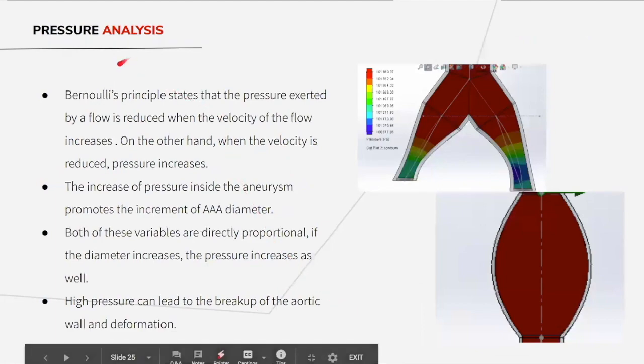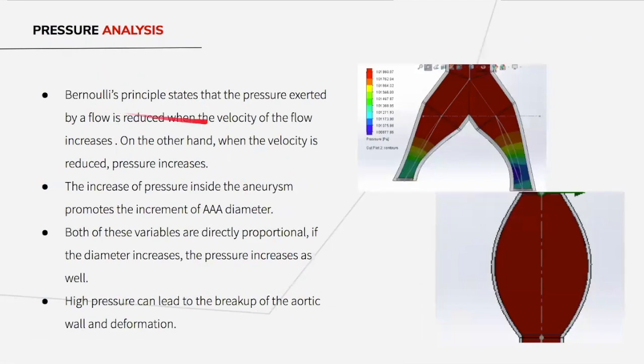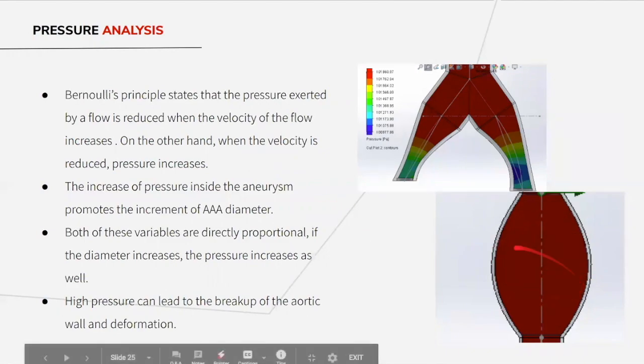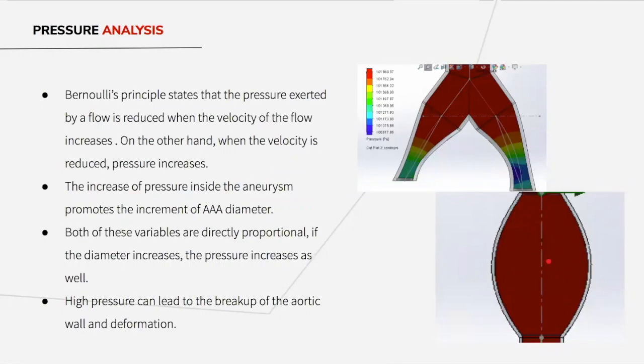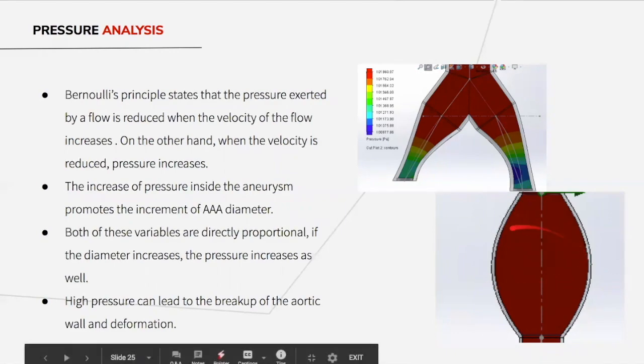Then, in the pressure analysis, Bernoulli's principle states that the pressure exerted by a flow is reduced when the velocity of the flow increases. On the other hand, when our velocity is reduced, the pressure increases. The increase of pressure inside the aneurysm over here promotes the increment of the AAA diameter, and both of these variables are directly proportional. So if our diameter increases, the pressure also increases. And we can see in the pressure cut plot that the highest pressure values were at the aneurysm sac.